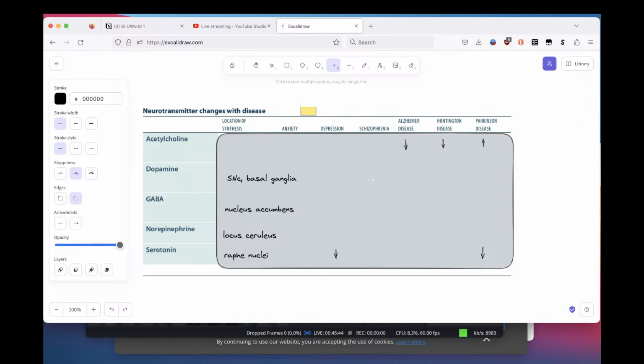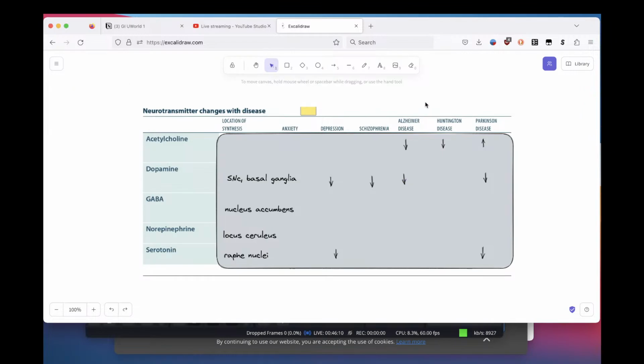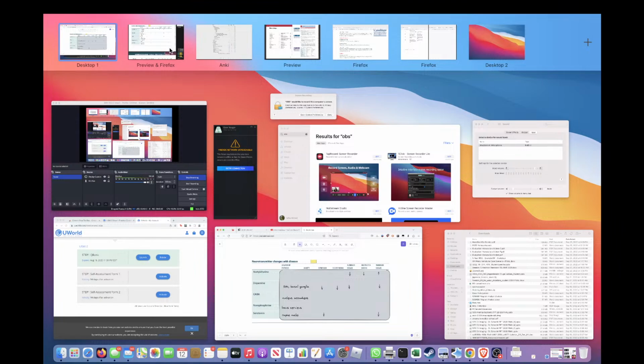Okay, schizophrenia, I think you're definitely going to have decreased dopamine. In depression, you're going to have decreased dopamine for sure. And in Parkinson's disease, you're going to have decreased dopamine. But when will you have increased dopamine? Decrease in Alzheimer's? And I'm not sure about GABA and norepinephrine. Let's look at this again.